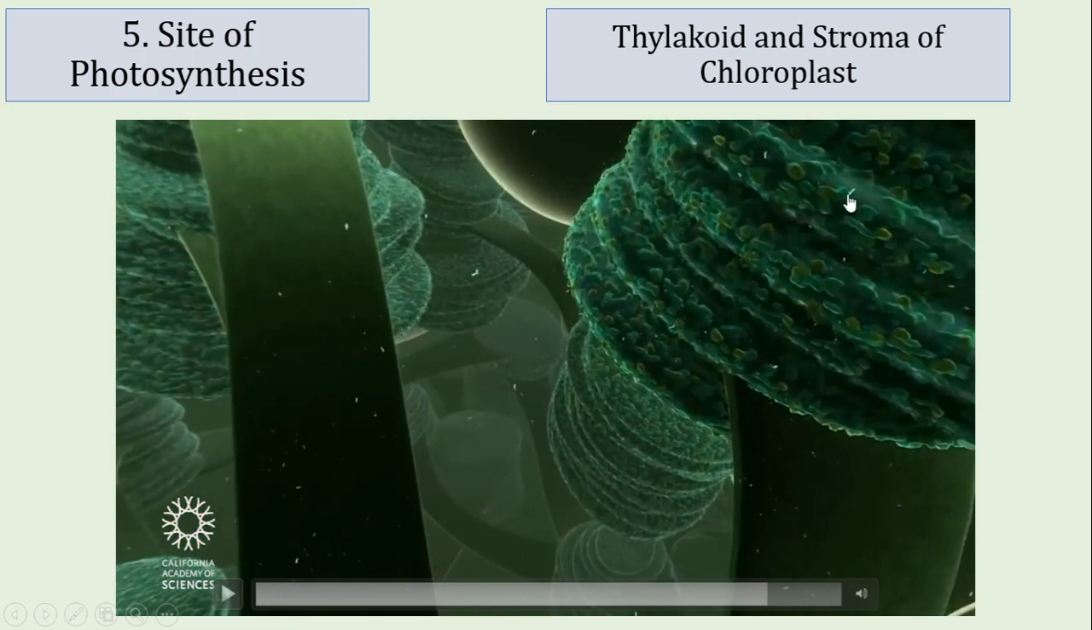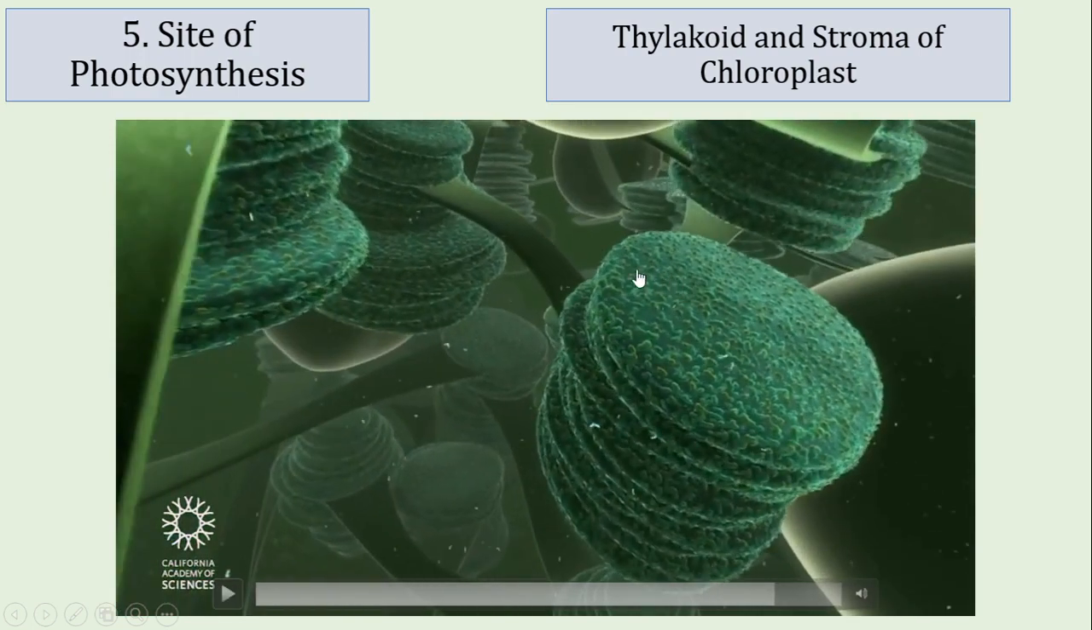microscopic structures. These disc-like structures, each of them called thylakoid, and multiple thylakoids make a stack that is called granum. There are multiple granum, collectively called grana. So each disc is called thylakoid. Multiple thylakoids make a stack called granum. Multiple granum collectively are called grana, and the empty space, actually not empty, filled with a liquid called stroma. The liquid matrix inside chloroplast is called stroma.